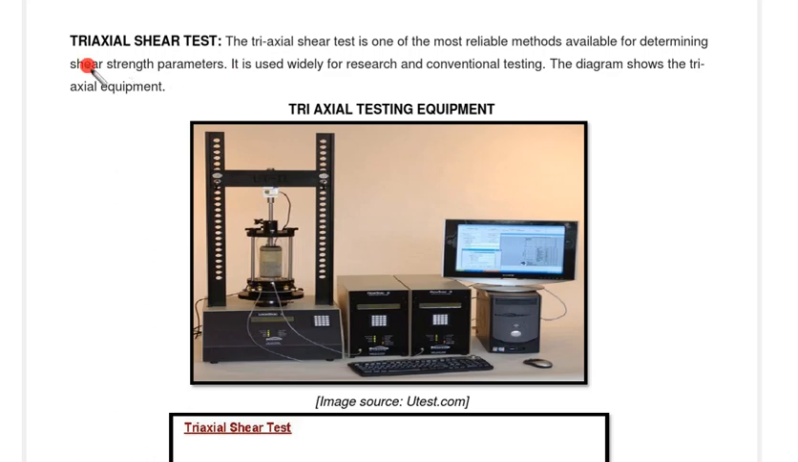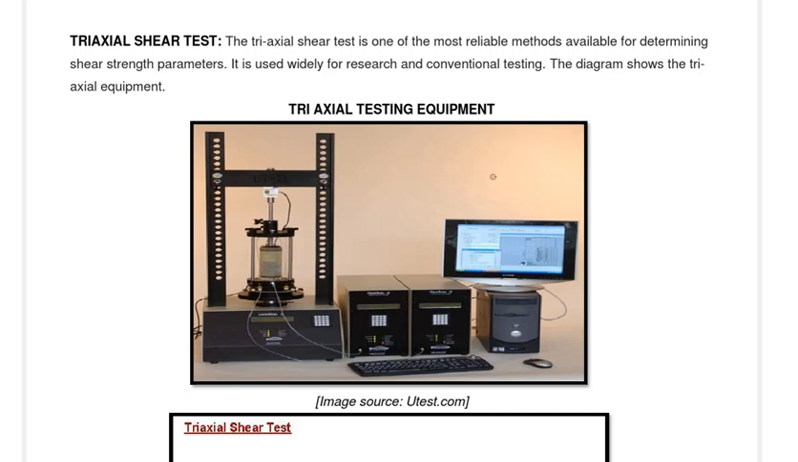So next, we have here the triaxial shear test. The triaxial shear test is one of the most reliable methods available for determining the shear strength parameters of soil. It is used widely for research and conventional testing. So we have here a diagram of a triaxial testing equipment.